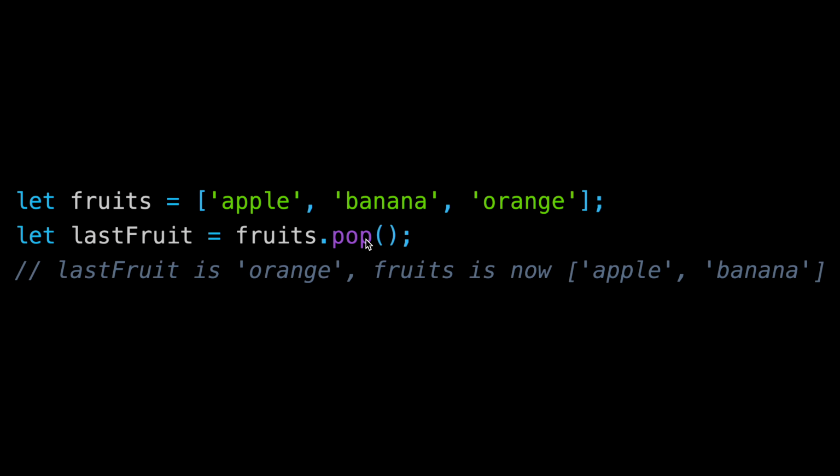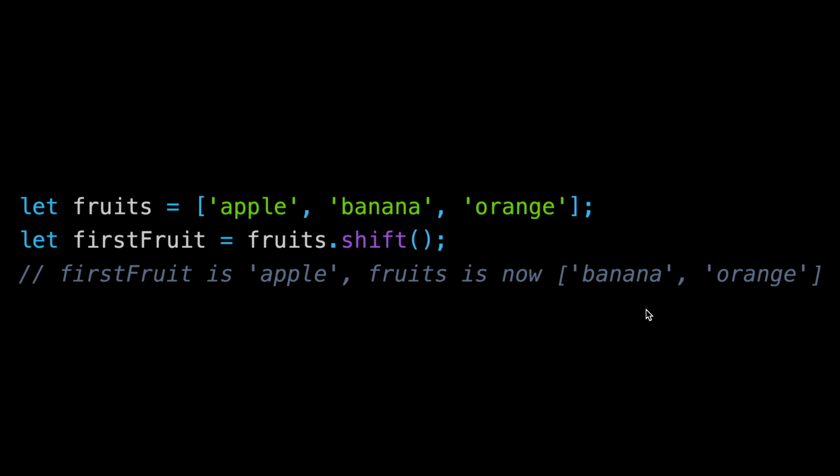We also have pop. Pop is going to remove the element from the end of the array. So we are removing orange, but when you pop it, you also can assign it to a variable. So lastFruit is orange and fruit is now apple, banana. We also have shift. Shift is going to remove the first element of the array and return that element. So we now have banana, orange for the array, and firstFruit is apple.